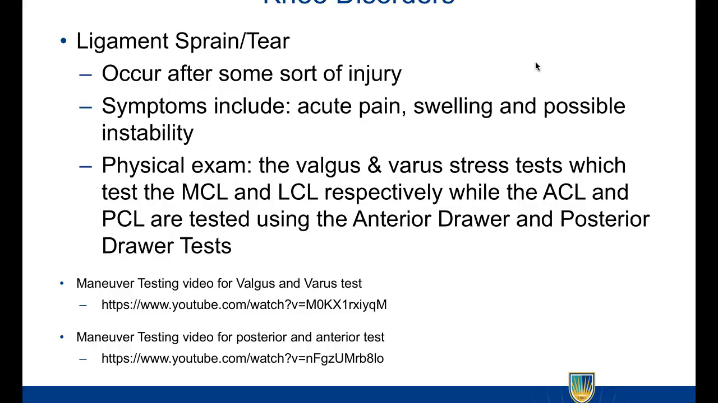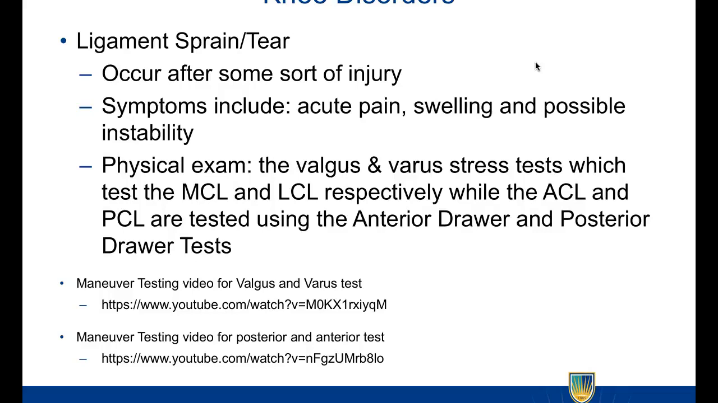Ligament sprain or tear. We will discuss ligament sprains and tears of the knee briefly, as most of these end up being referred to orthopedics for treatment. However, it is important to understand the signs and symptoms of each condition as well as the maneuvers to test them. These maneuvers are demonstrated in your physical assessment textbook, so I will not go over them here.